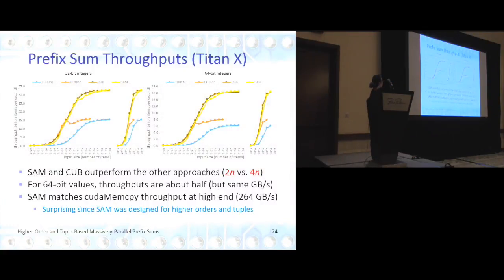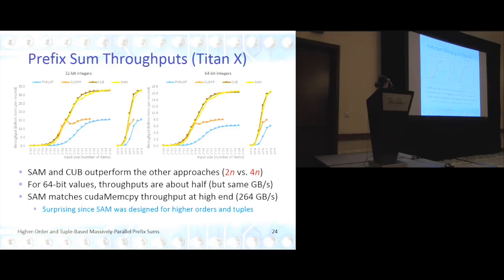First, let's see the conventional prefix-sum result. We have the throughput here in billions of items per second, and the input sizes here. We have both powers of 2 and powers of 10 to show that our algorithm works well on both powers of 2 and non-powers of 2. As you can see, SAM and COP are doing better than CUDPP and Thrust, and that's actually the power of 2n versus 4n. But COP is doing better than SAM on most of the problem sizes, except the very last two, which are the largest ones.